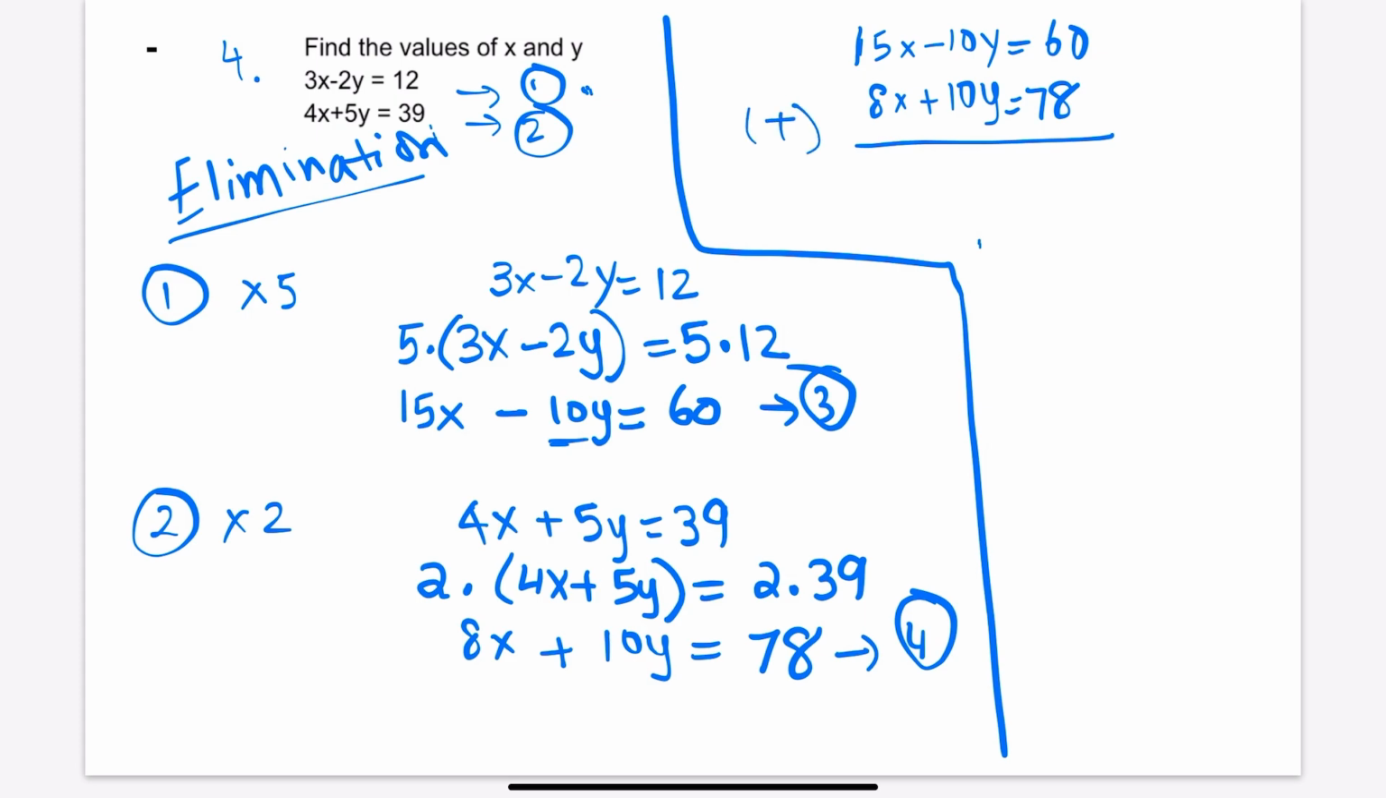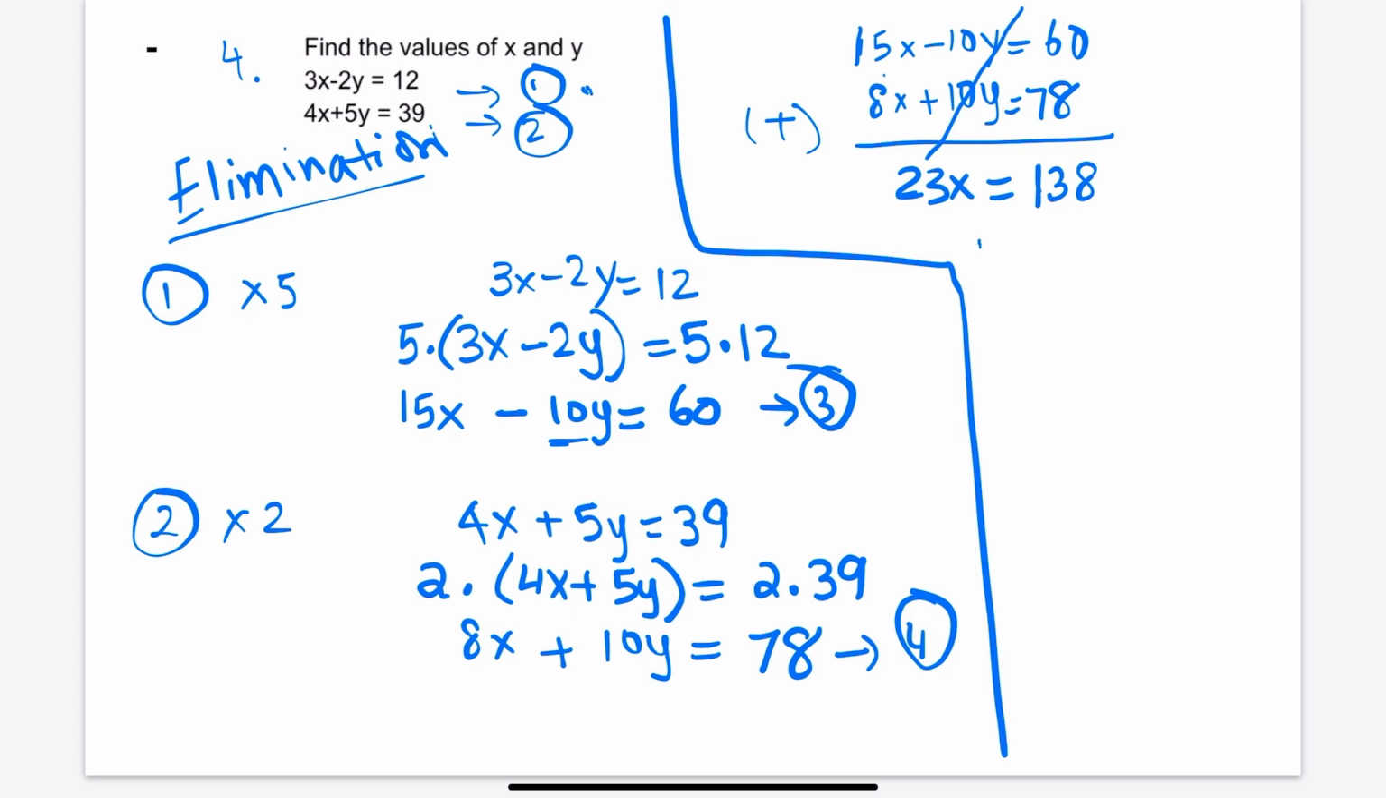Simply add these two equations, adding the respective variables. 10y and negative 10y get cancelled out, by the way. So I'm left with 15x plus 8x, which is 23x on the left side, and on the right side I'm left with 60 plus 78. I should have chosen some easier numbers. 60 plus 78, 7 and 6 is 13, so 138.